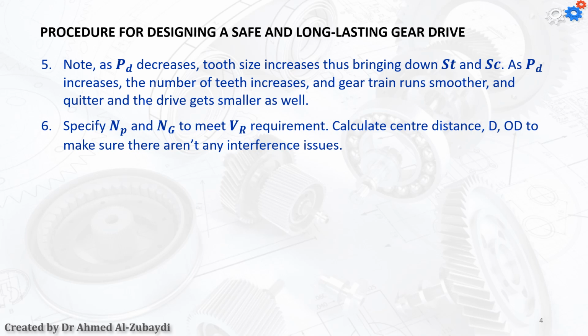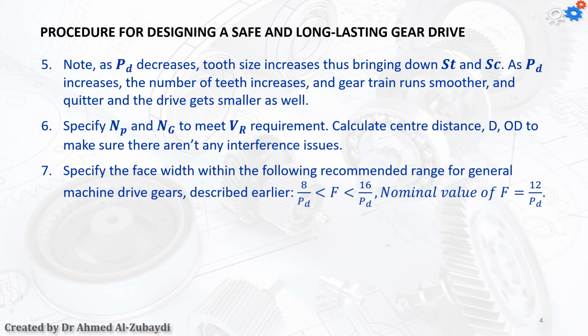Step number 6, we need to specify the NP and the NG, which are the number of teeth for the pinion and the number of teeth for the gear, to meet the VR requirement. Calculate the center distance, C, and the OD, to make sure that there are not going to be any interference issues between the gear teeth.